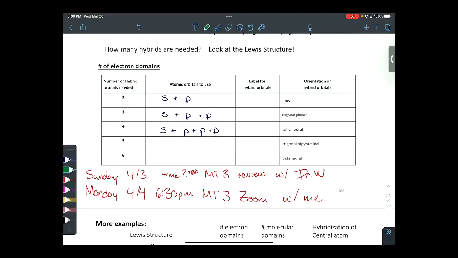Dr. W said that she is booking a room for her midterm 3 review in person. I don't know where it is. I don't even know what time it's at, but it will be on Sunday. So this Sunday, just keep that in mind. Earmark that. I'll send you more information once I know more about it.